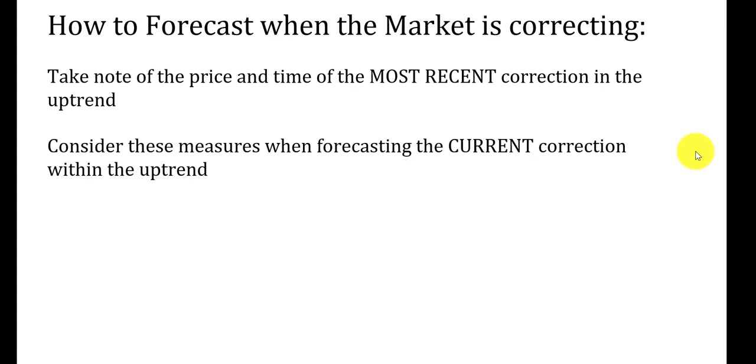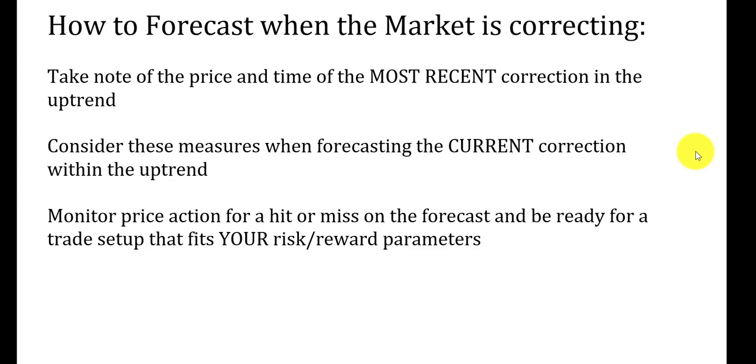Next thing you do is consider these measures, right? The price and time of the most recent correction when forecasting the current correction within the uptrend. So instead of just using your forecasting tools independently, you can relate them back to the prior forecasts to see where there is a confluence of factors suggesting that the market might at least pause at that price low or support. Finally, we monitor the price action for a hit or a miss on the forecast and be ready for a trade setup that fits your risk-reward parameters. So let's take a look at the charts and these steps together.